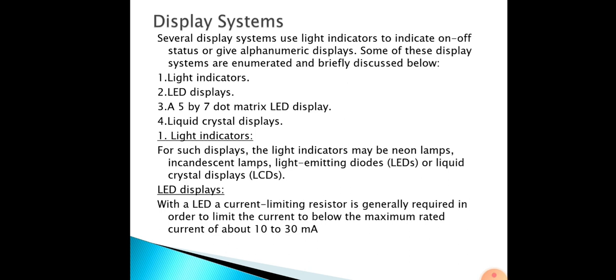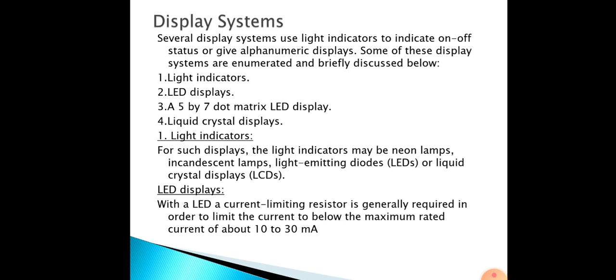The next one, LED displays. Here, for a light emitting diode, a current limiting resistor is generally required in order to limit the current, so that the LED does not draw too much current. The maximum rated current is about 10 to 30 milliamp. Some LEDs are supplied with built-in resistors. LEDs are available as single light displays and as 7 and 16 segment displays.